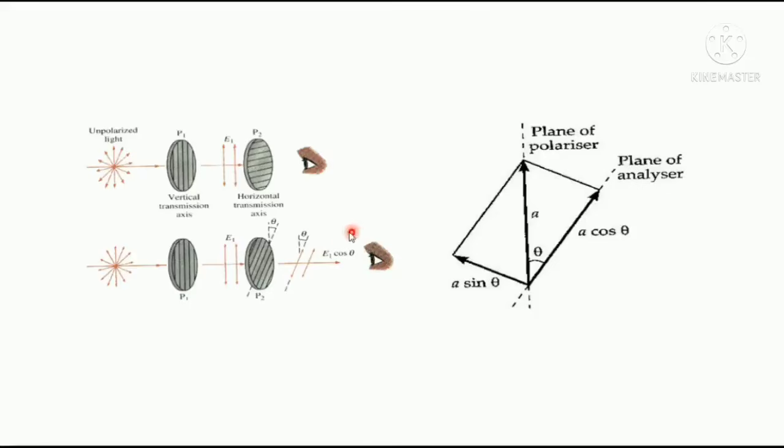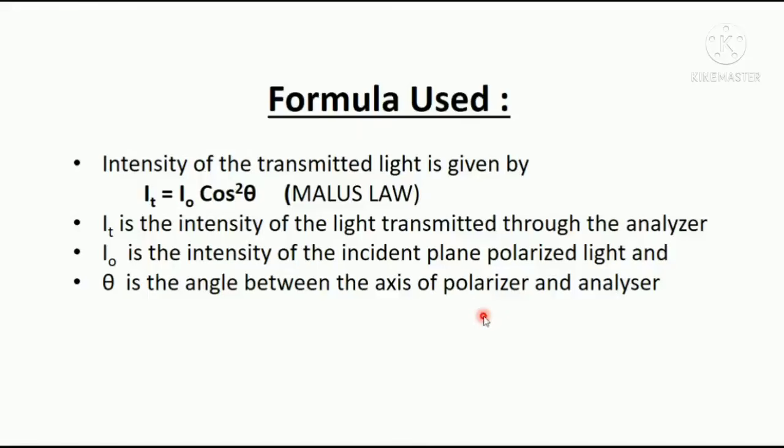But if the analyzer has its pass axis inclined to the polarizer at some angle, then let us see that this is the pass axis of the polarizer, and so the vibrations are allowed in this direction. So when this light falls on the analyzer which has its pass axis in this direction, the component of it, which is a cos theta in this direction, is allowed to pass through, whereas a sin theta is blocked. So we get an intensity at the output which is less.